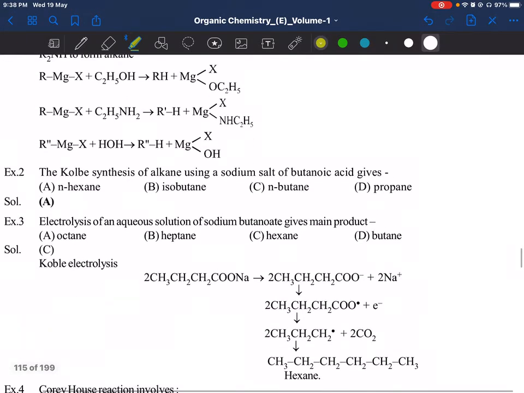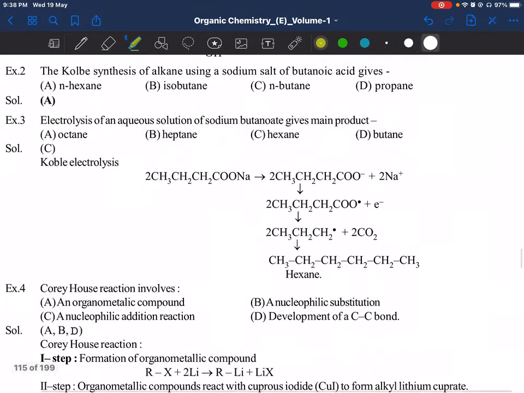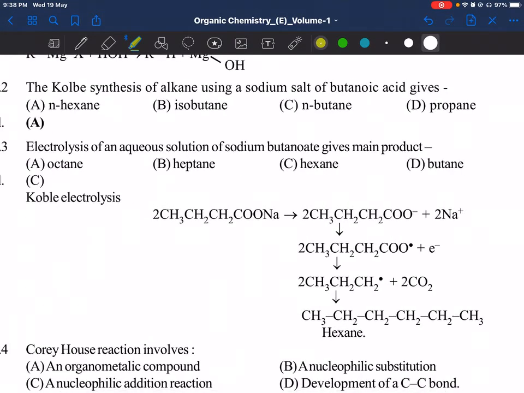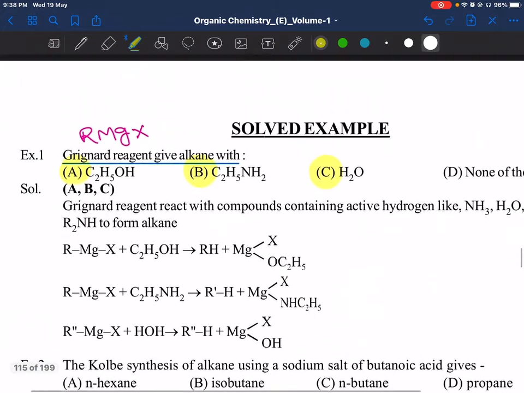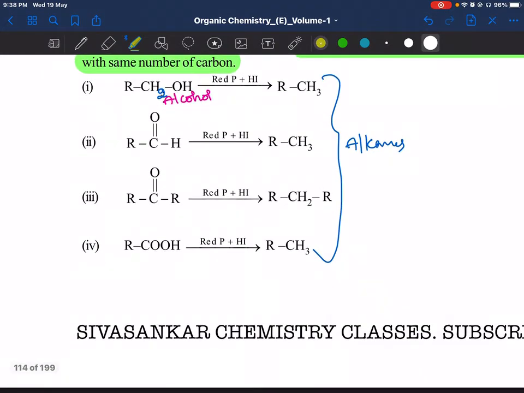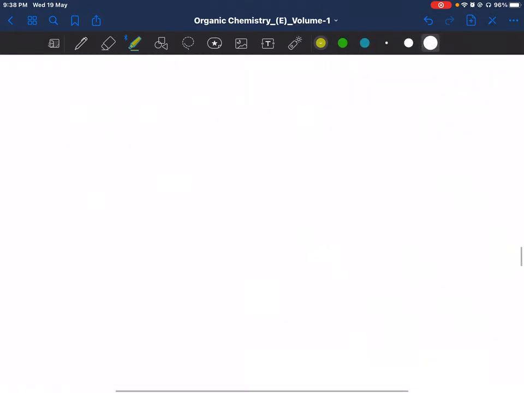Okay, students. Next, Kolbe synthesis. We did not discuss this preparation of alkanes yet. Here I will explain Kolbe synthesis of alkanes using the sodium salt of butanoic acid. I'm going to explain Kolbe synthesis by taking one example. See, Kolbe's electrolysis.